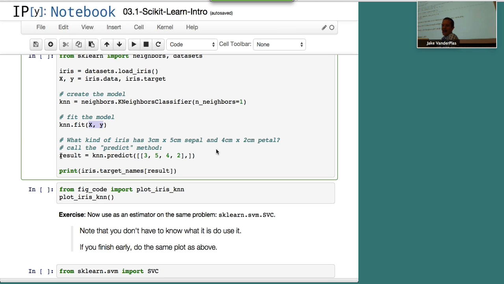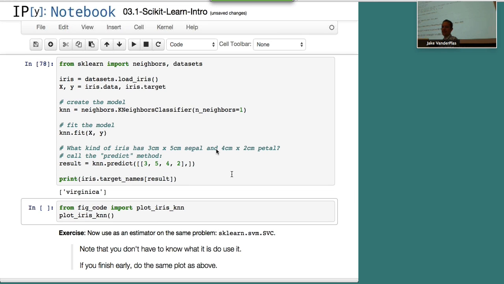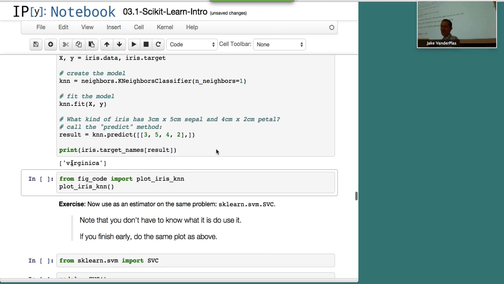And then this is something I didn't show you before, but what you can do with most models is call predict. So you imagine you go out into the woods and you say, I have found an iris that has a petal length of 3 centimeters, a petal width of 5 centimeters, something like that. And I want to know what it is. I'm going to call predict on our model and get the result. And then let's see which iris that result is. The result here is Virginica.